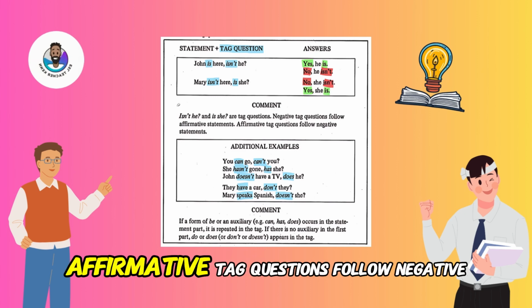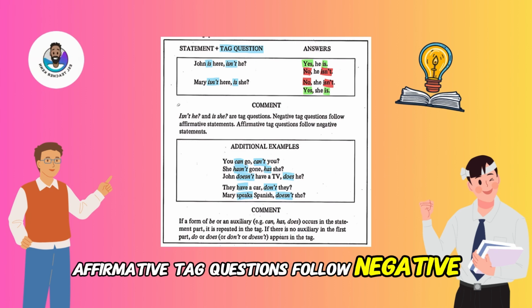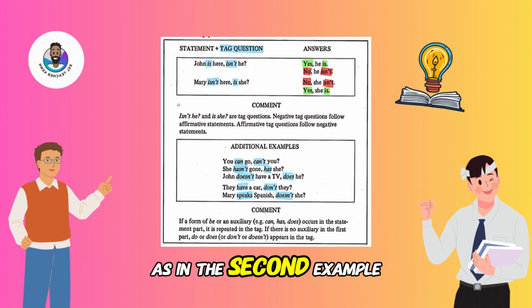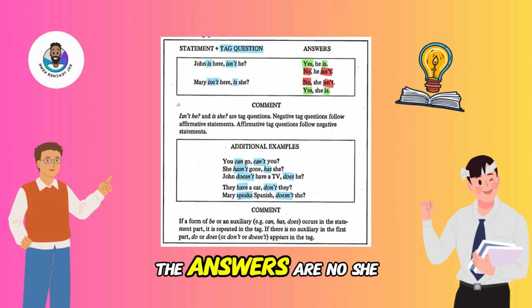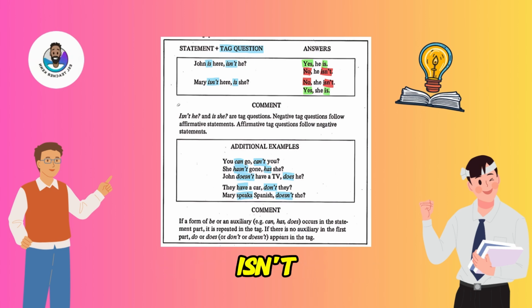Now, affirmative tag questions follow negative statements, as in the second example. Repeat after me. Mary isn't here, is she? The answers are no, she isn't, or yes, she is.